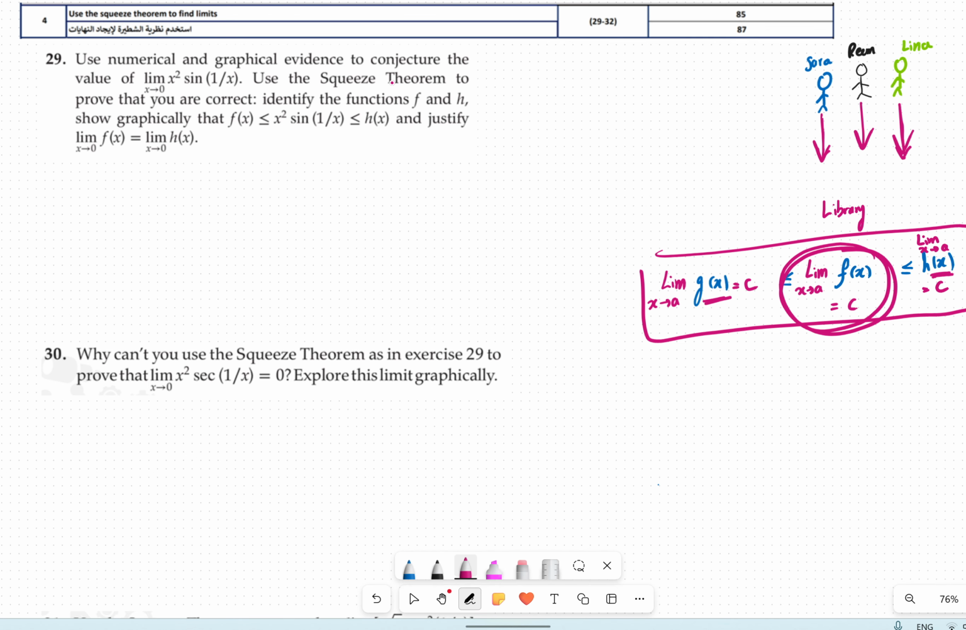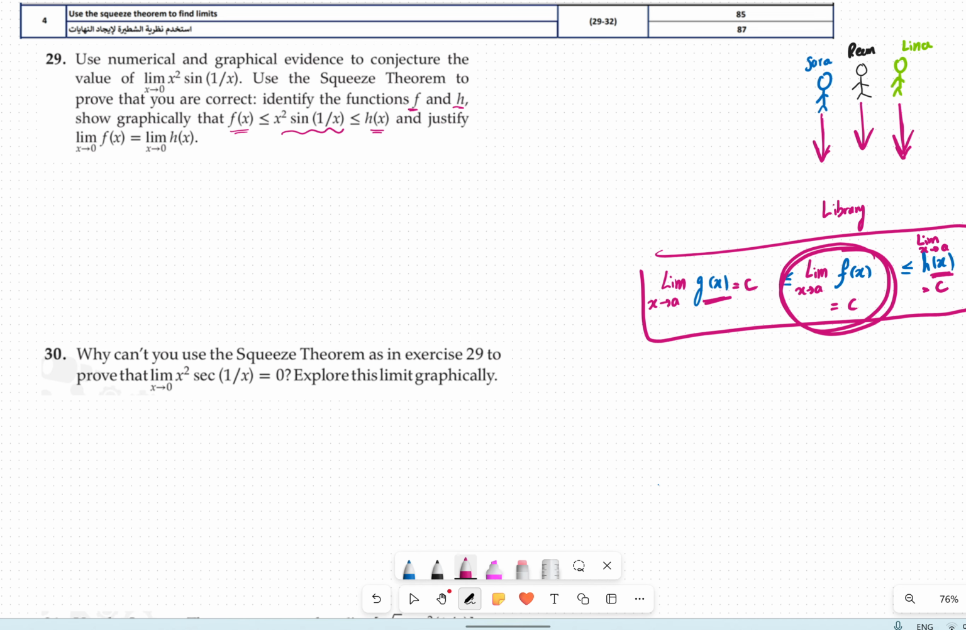Now they want us to use the squeeze theorem to prove that identity. Let's read the question from the beginning. Use numerical and graphical evidence to conjecture the value of the limit of x squared sine 1 over x. Use the squeeze theorem to prove that you are correct. Identify the functions f and h. Show graphically that this function is between a function f and a function h. And justify that the limit of f of x as x approaches 0 will equal the limit of h of x as x approaches 0.